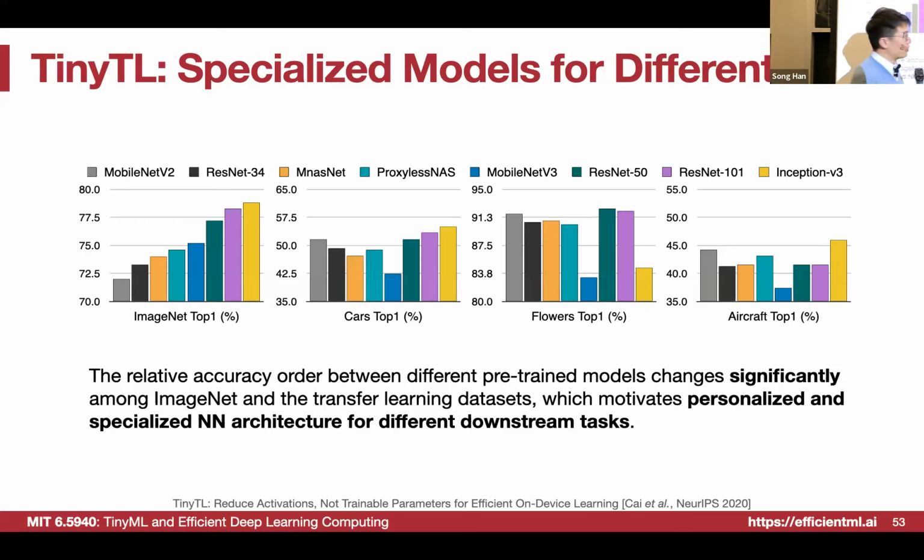Similarly, the best performing model on the flowers dataset, which is less than 50, is not performing super well, but it's actually number 3 on ImageNet. So the relative accuracy order between different pre-trained models changes very significantly between ImageNet and other transfer learning datasets, such as cars, flowers, aircrafts, which motivates personalized and specialized neural network architectures for different downstream tasks.